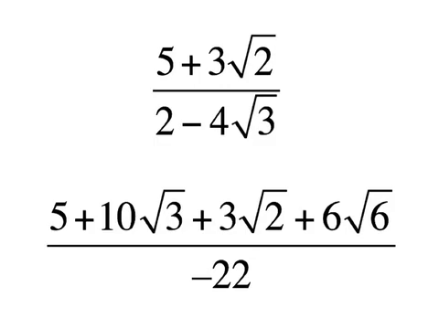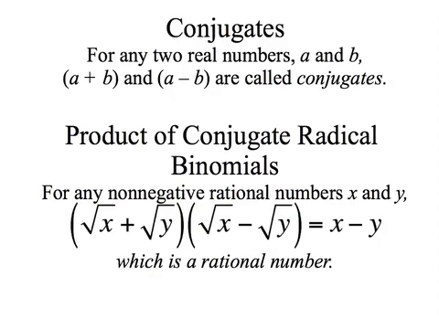And just for the record, I've rewritten the original problem and our simplified answer. Our answer isn't that much simpler than our original problem, but it does follow the rules where we've gotten rid of the radical in the denominator, also known as rationalizing the denominator.